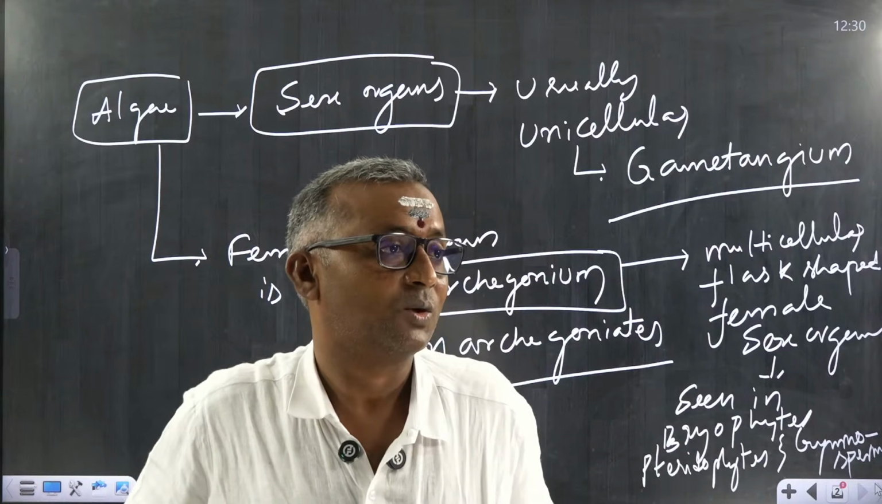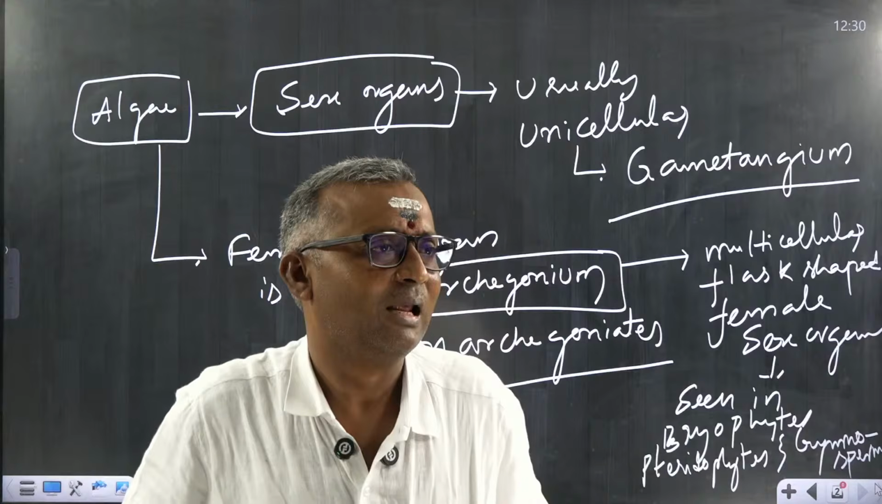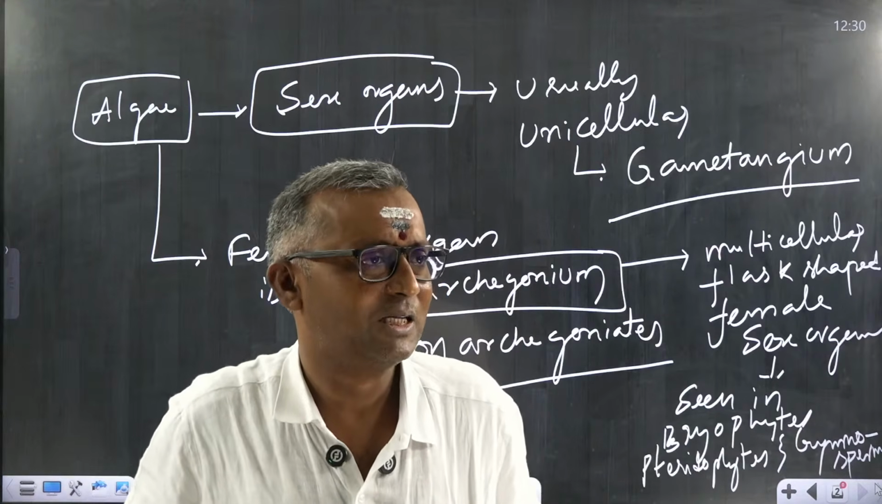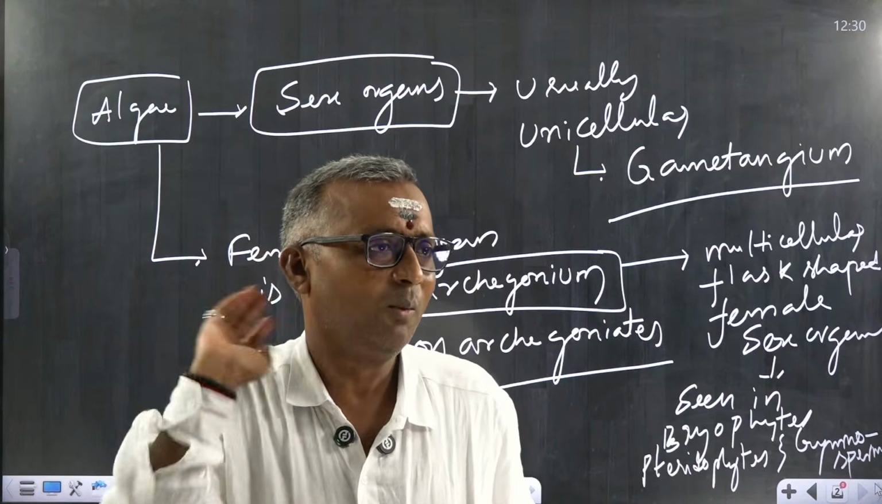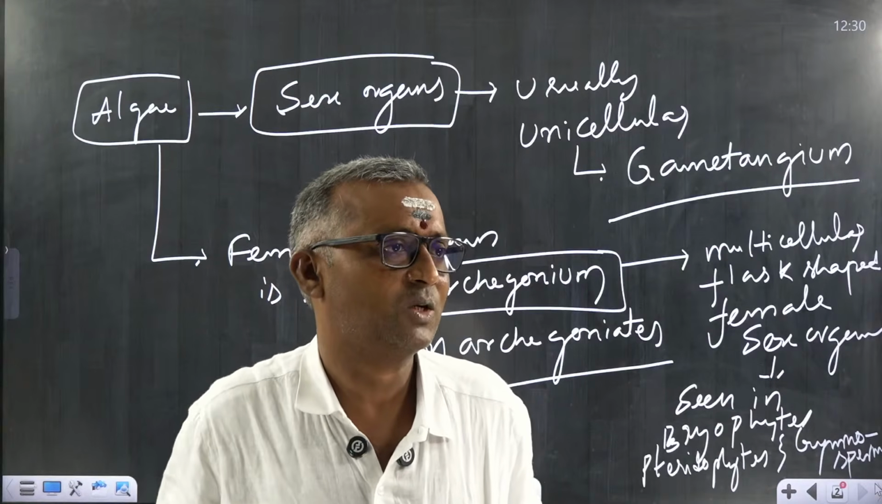Next, do cells contain cell walls in angiosperms? Yes, the cell wall is present. Cell wall is present in all plants: algae, bryophytes, pteridophytes, gymnosperms, angiosperms, everyone.